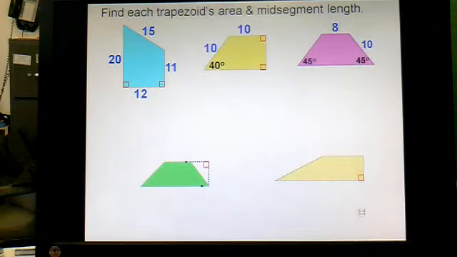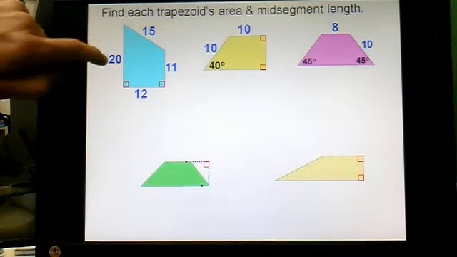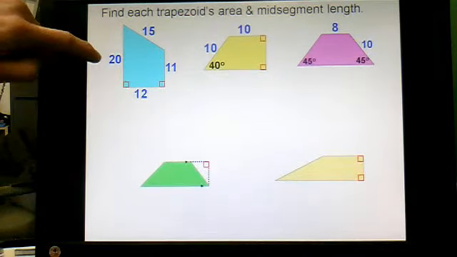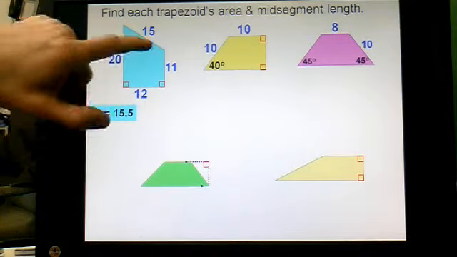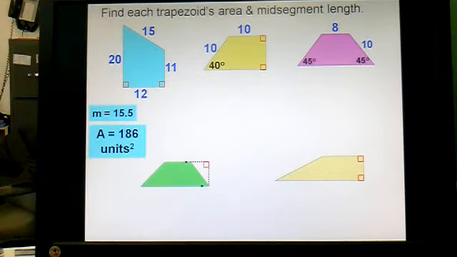And you're certainly welcome to work ahead if you already did this one. There's enough information on these 2 to keep going. And then it's just average of the bases. So 31 divided by 2, which is 15.5. And multiply the mid-segment. That 15.5 would be this dimension times the 12, and you get 186 square units.